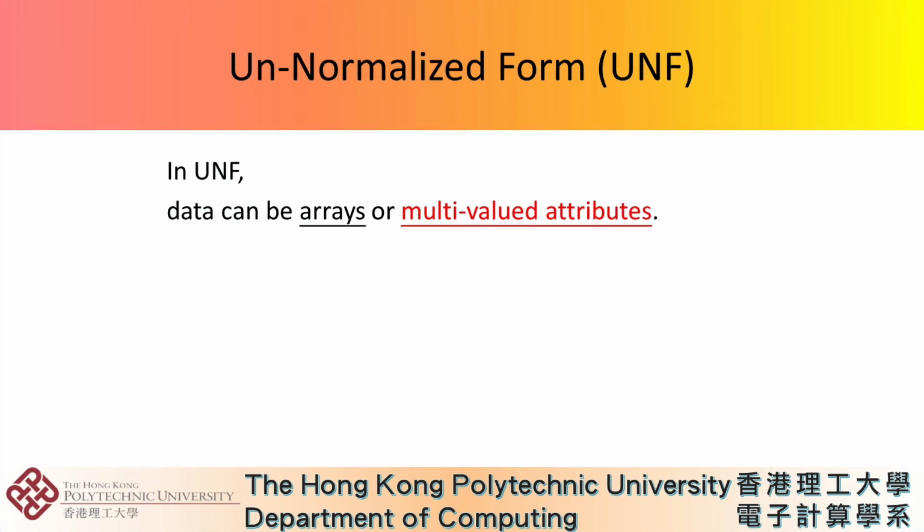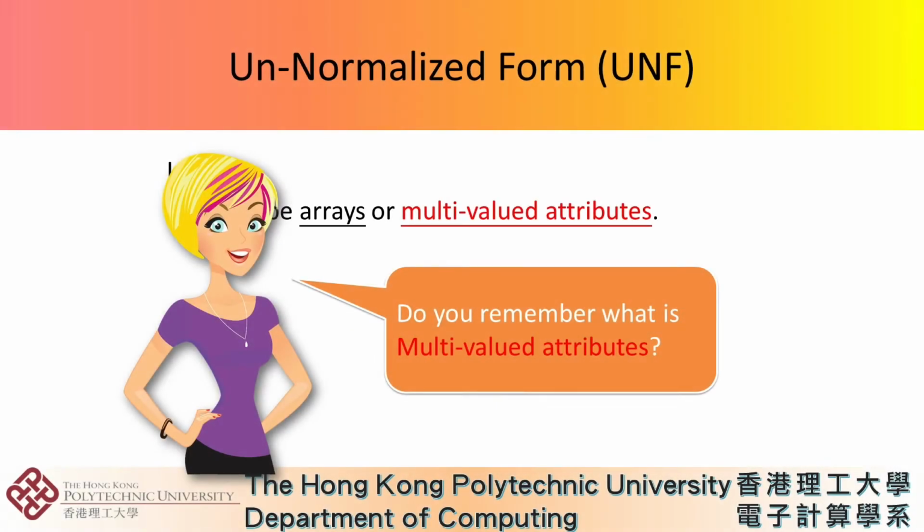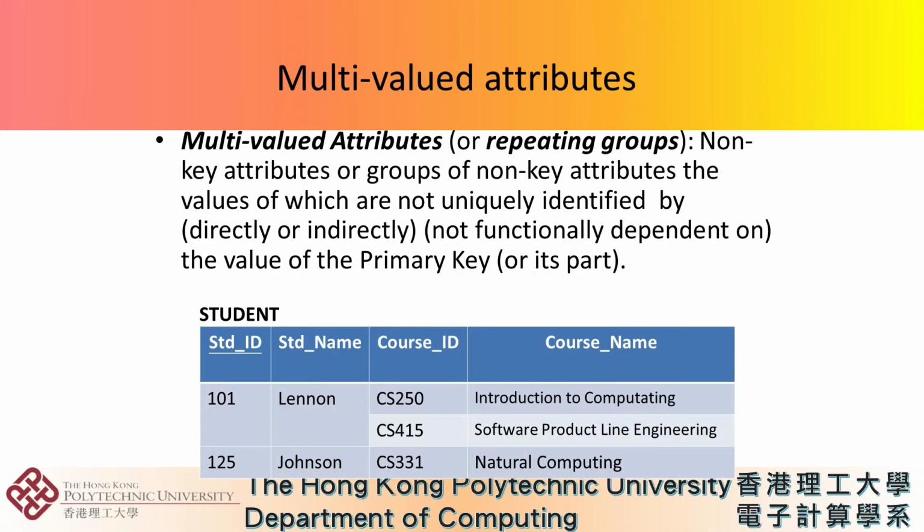In unnormalized form, UNF, data can be arrays or multi-value attributes. Do you still remember what multi-value attributes are? You have learned about multi-value attributes in the last lesson. Multi-value attributes or repeating groups are non-key attributes or groups of non-key attributes, the values of which are not uniquely identified by the values of the primary key.